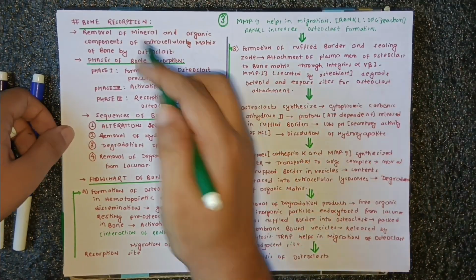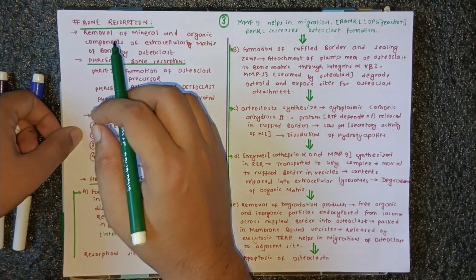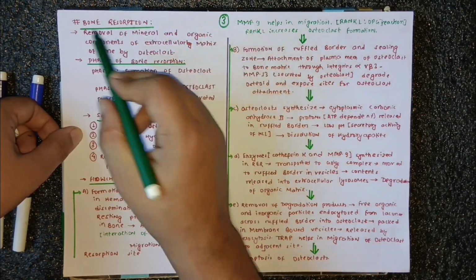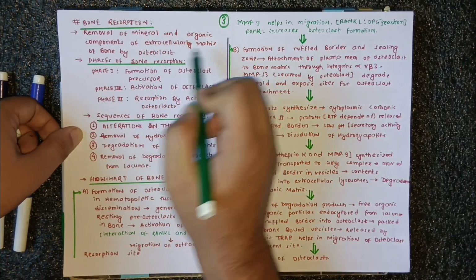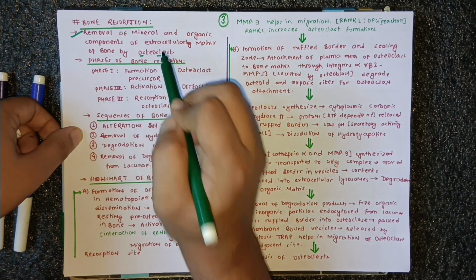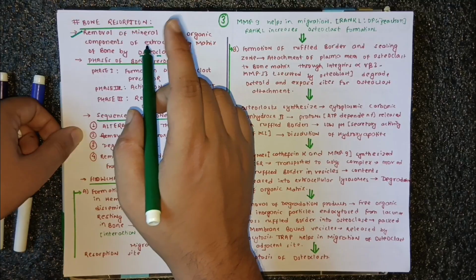Now we will move to bone resorption. Bone resorption simply means destruction of the bone. It is the removal of the mineral and the organic components of the extracellular matrix of the bone by the osteoclast. The osteoclast is a bone-resorbing cell. So not only the mineral but also the matrix is removed, and that is important here.